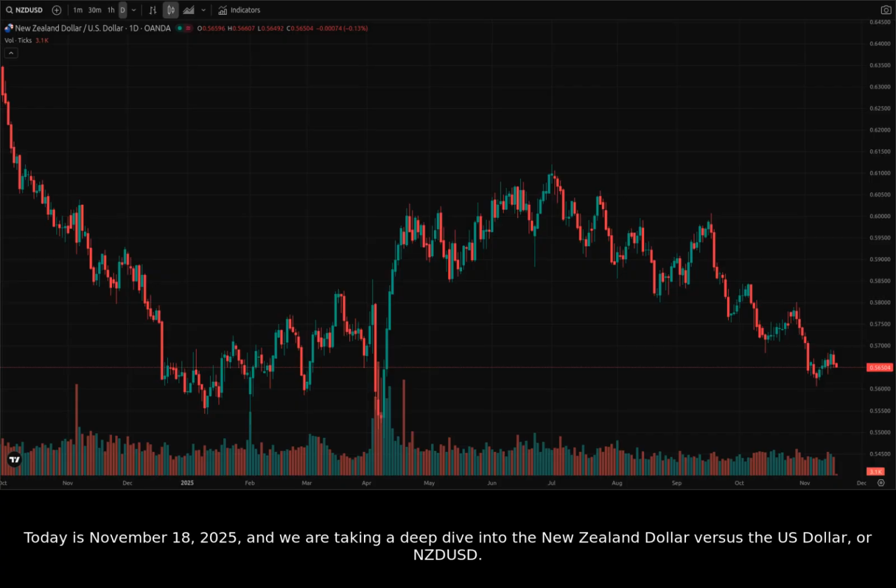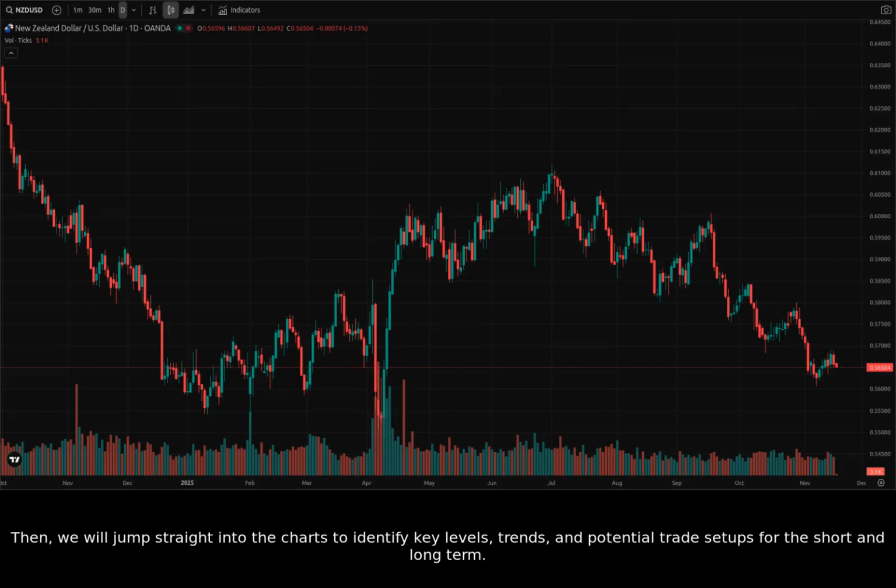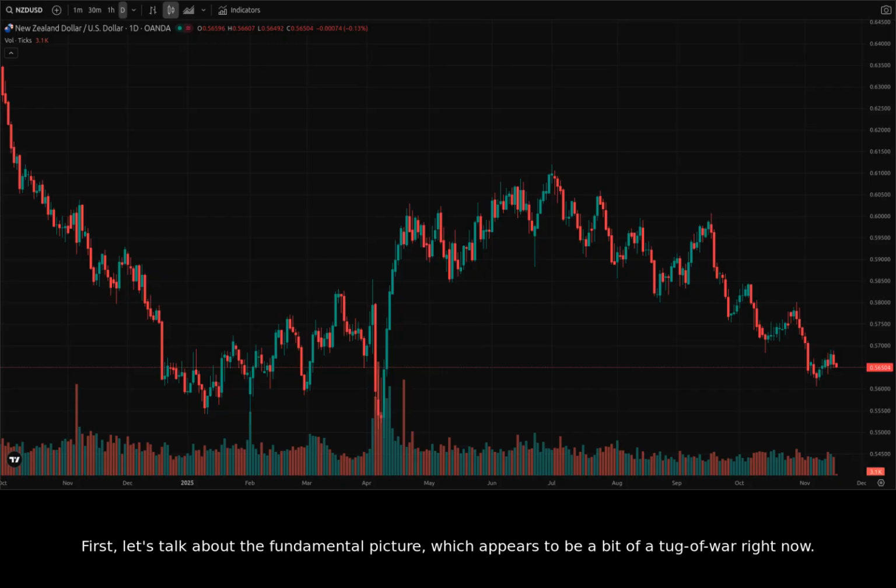Today is November 18th, 2025, and we are taking a deep dive into the New Zealand dollar versus the US dollar, or NZDUSD. We'll start by covering the latest news shaping the sentiment around this pair. Then, we will jump straight into the charts to identify key levels, trends, and potential trade setups for the short and long term.